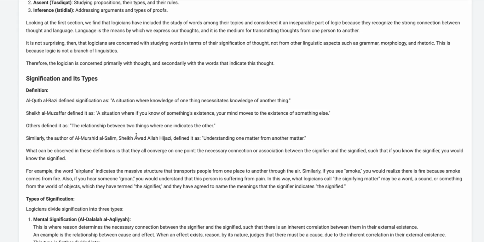Sheikh Muzaffar defined it as a situation where if you know of something's existence, your mind moves to the existence of something else. It's like smoke indicates fire. A scream indicates fear, potentially, or pain. Someone groaning indicates someone's in pain. A cough may indicate someone's sick. Others define it as the relationship between two things where one indicates the other. These are all very similar definitions. They're both showing this contingency.